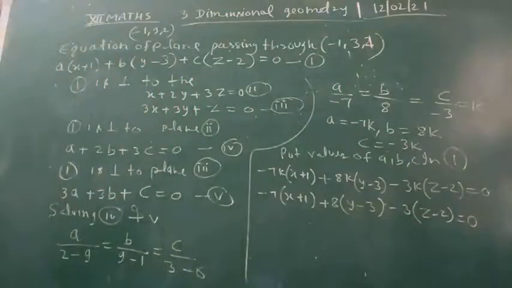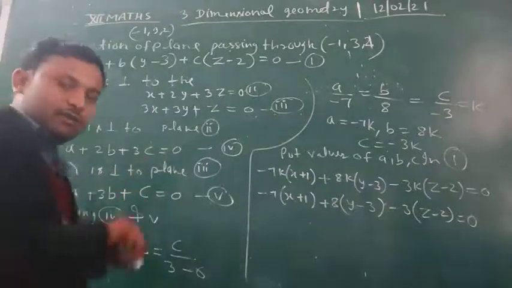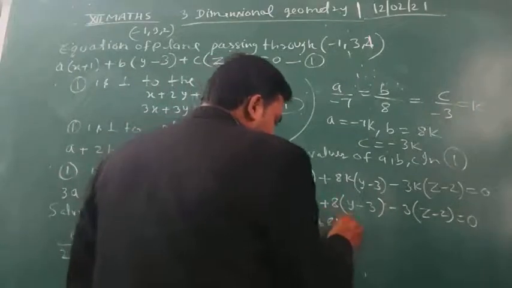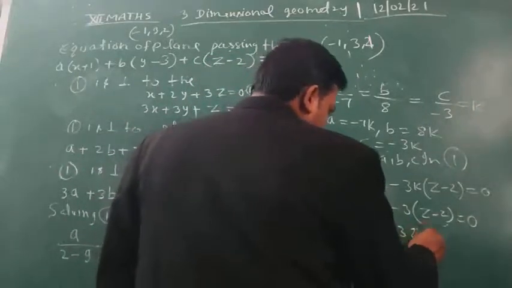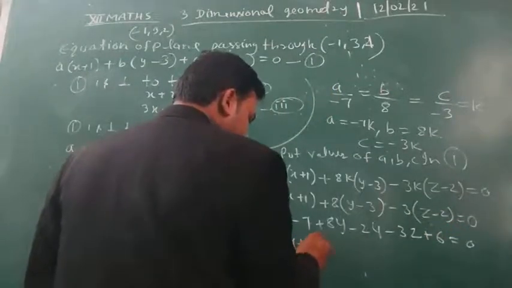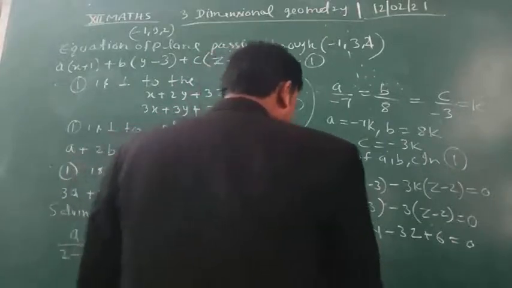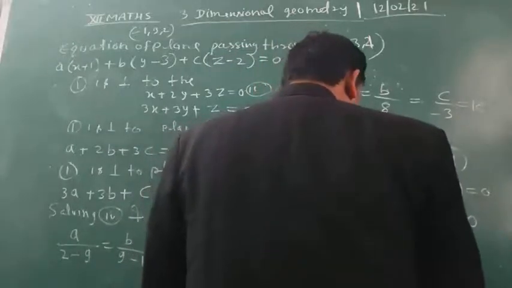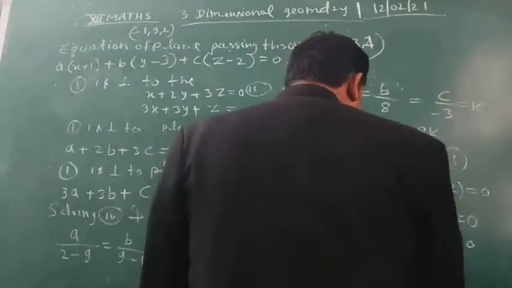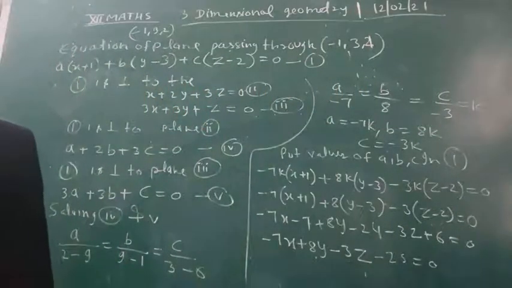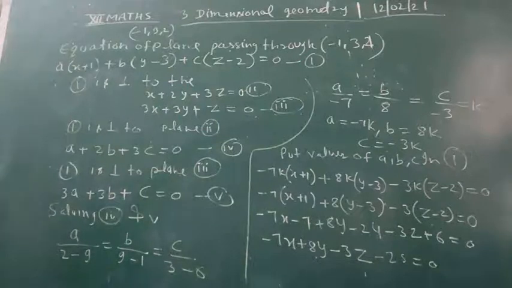Okay students, and when we further solve it, we get the required equation. So we write minus 7x plus 8y minus 24 minus 3z plus 6 is equal to 0. So we write minus 7x plus 8y minus 3z, minus 7 minus 24 is minus 31, and plus 6, so this is minus 25. So students, this will be our required equation of the plane.